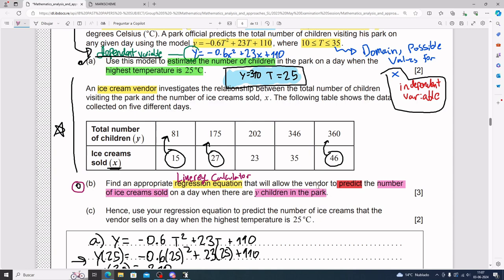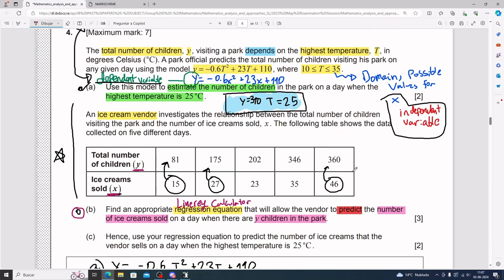So I usually say that the IB doesn't try to catch you, and I mean it in the sense that the diagram tends to have everything, they give you all the information you need, and here they sort of catch you because they give you the table saying that ice cream is X and that total number of children is Y. And the moment they put Y on top and X on the bottom, they're basically saying that your dependent is up top while your independent is on the bottom. And so this is the perspective of the ice cream vendor.